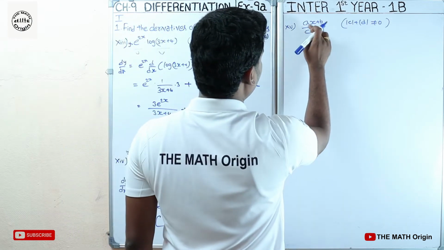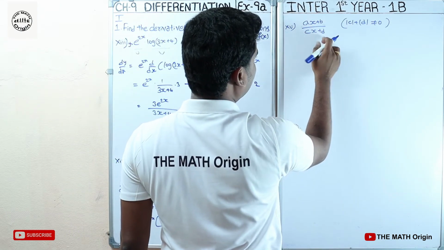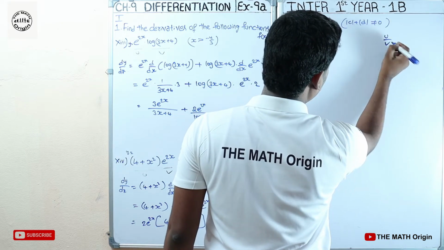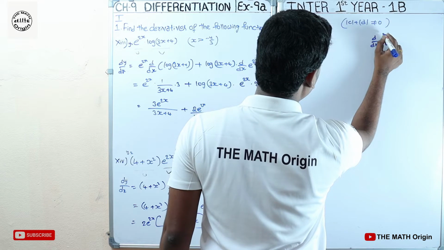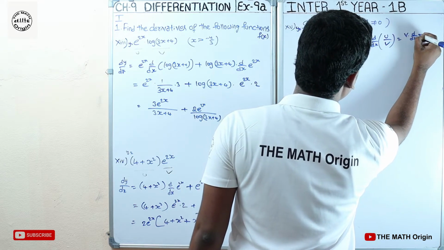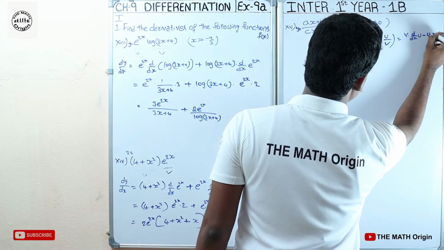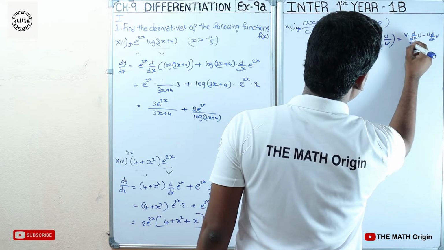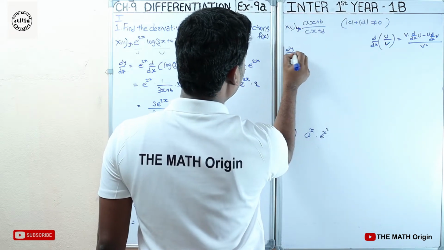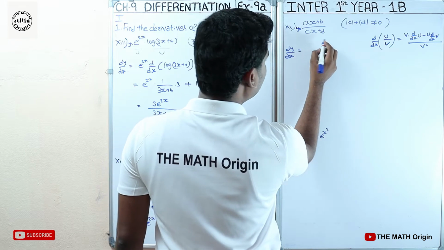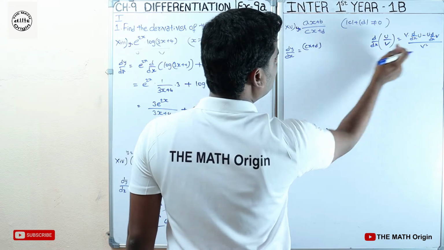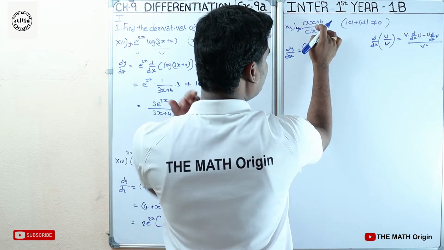Now 15th one, ax plus b by cx plus d. This is y. Now the equation is in the form of u by v. If we apply the derivative for u by v, it is v into d by dx of u minus u into d by dx of v, by v square. So according to that, dy by dx is equals to v, cx plus d, into d by dx of u, d by dx of ax plus b.